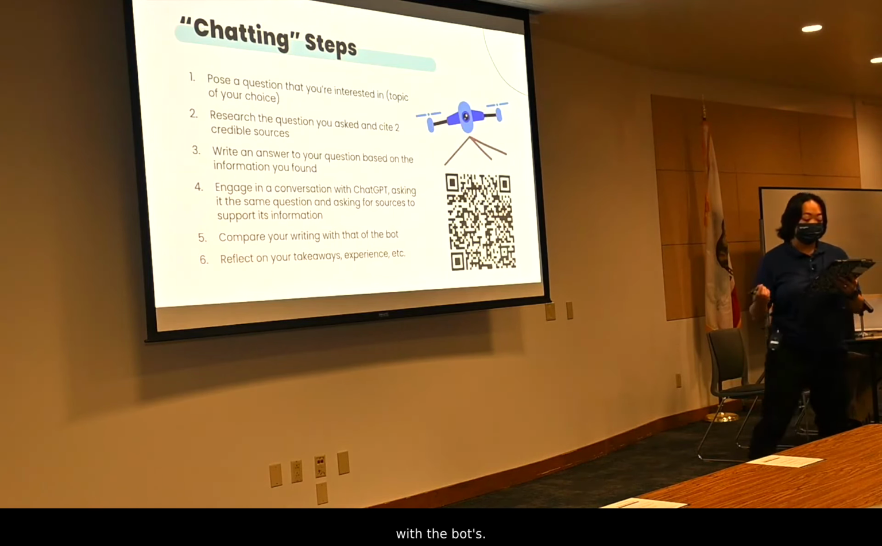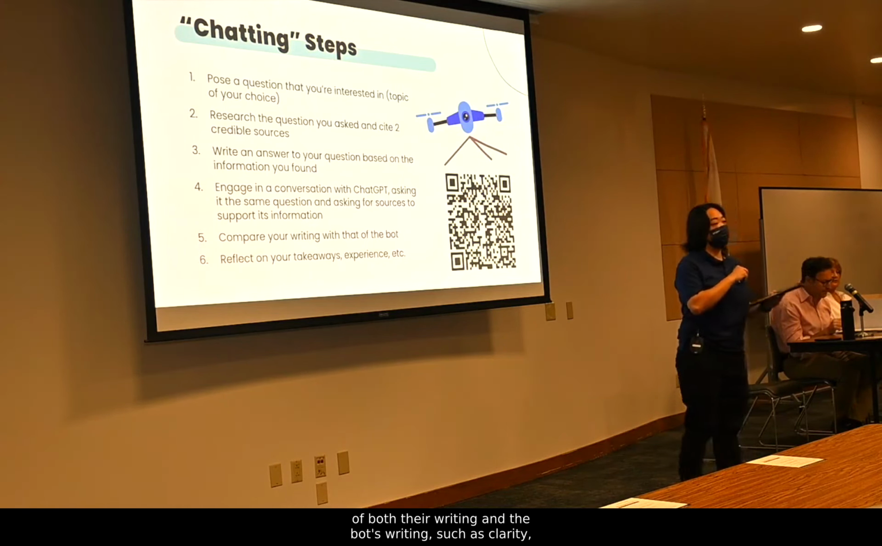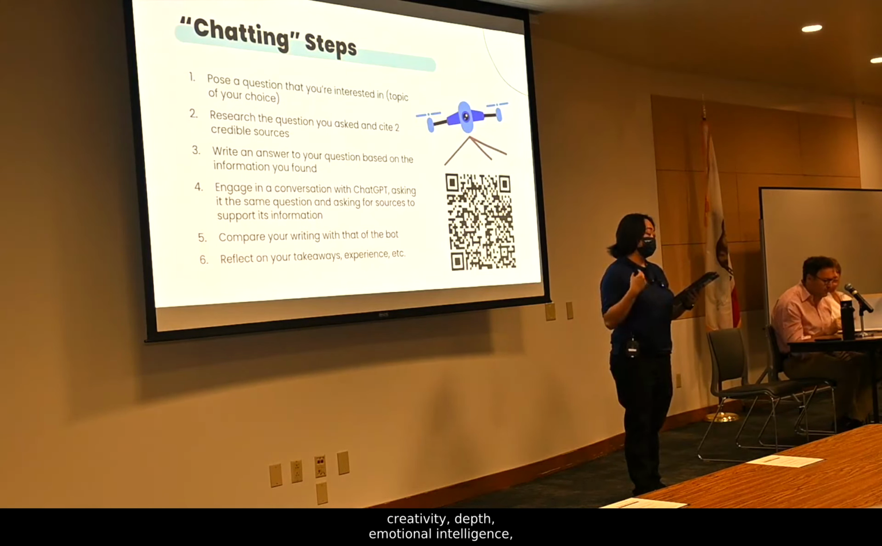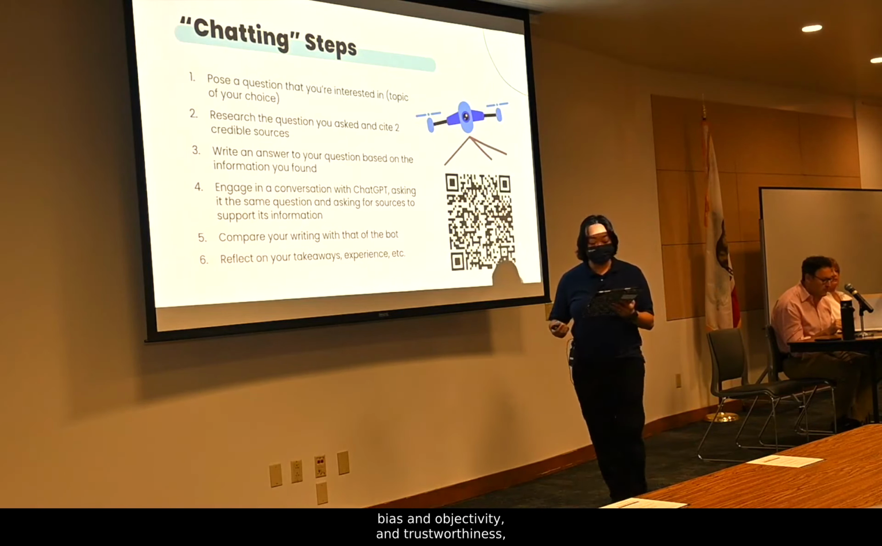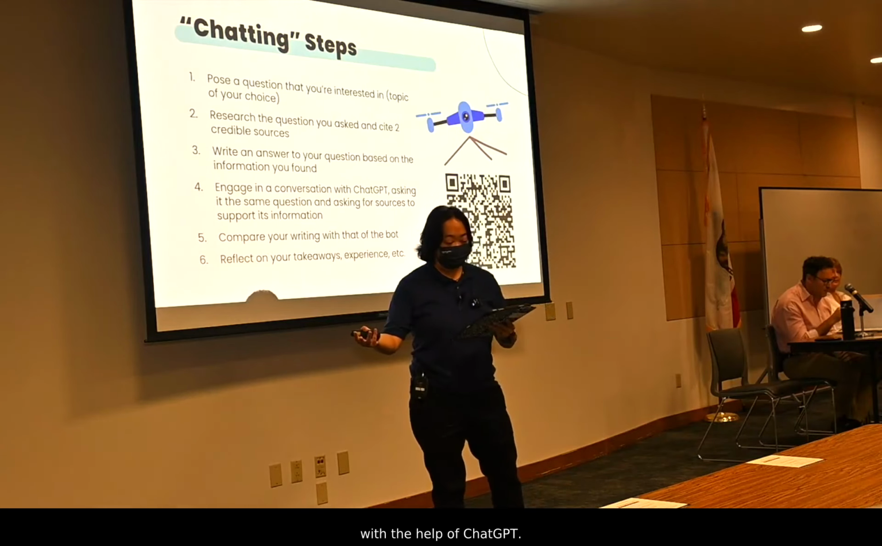with the bot's. Students are asked to evaluate and reflect on aspects of both their writing and the bot's writing, such as clarity, creativity, depth, emotional intelligence, bias and objectivity, and trustworthiness, all of which are actually aspects I devised initially with the help of ChatGPT.